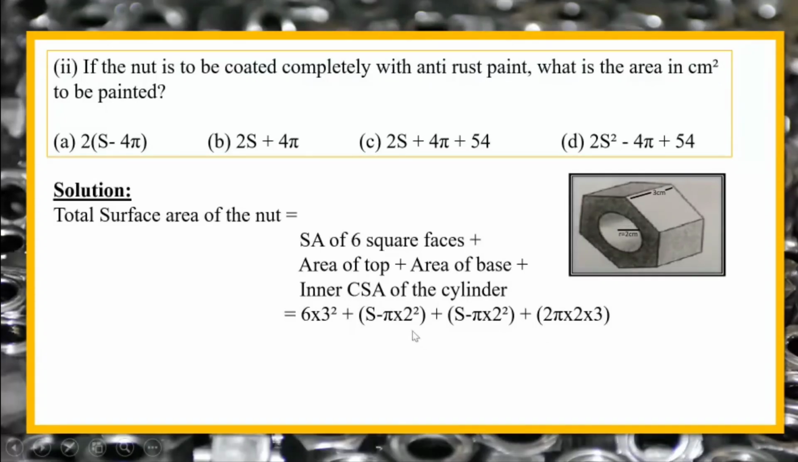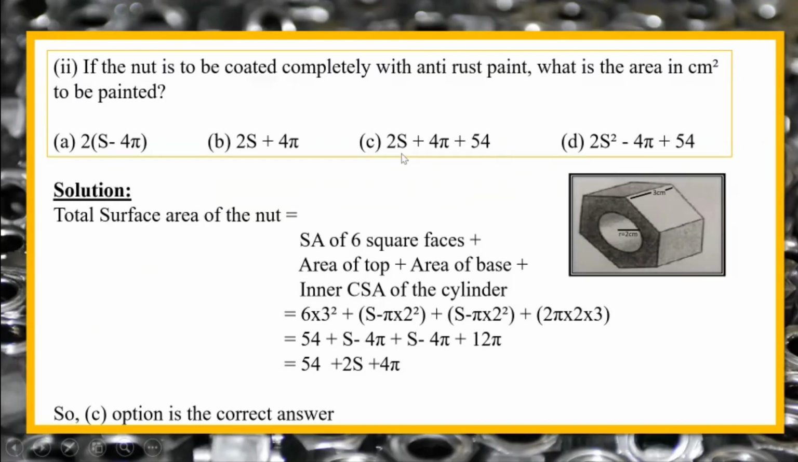So that is the area of the top, area of the base, and plus the area of the inner curved surface area, which is equal to 2 pi r s. So 2 into pi into radius is 2 and the height is 3. So if I completely solve this, it comes out to be how much? 54 plus 2s plus 4 pi. So the correct answer is the C part, 54 plus 4 pi plus 2s. That is the correct answer.